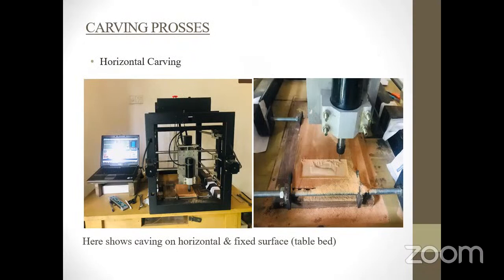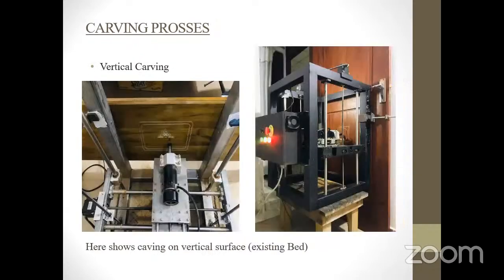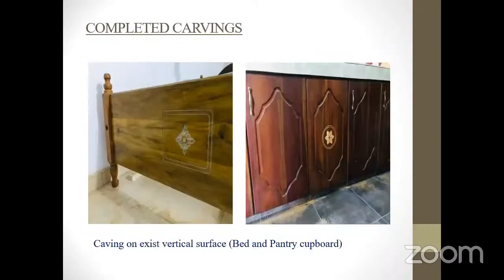This is the carving process. Here it shows how to carve on a horizontal surface, and here it shows how to carve on vertical surfaces like a bed or door surfaces. This is the completed carved sample. The left one is the bed, and the right one is the cupboard.